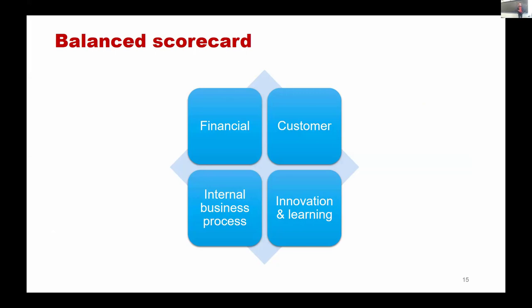And then these KPIs get defined along 4 dimensions, and that's what the balanced scorecard gives you. It's like a vocabulary to talk about performance measures at the organization level. They get divided into financial KPIs, customer KPIs, internal process KPIs, and innovation and learning KPIs. Innovation and learning is everything to do with your human resources.